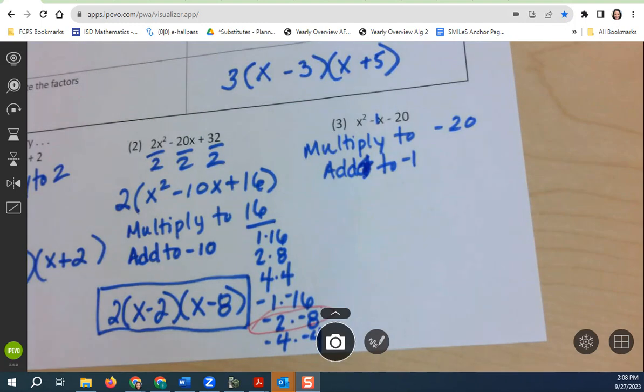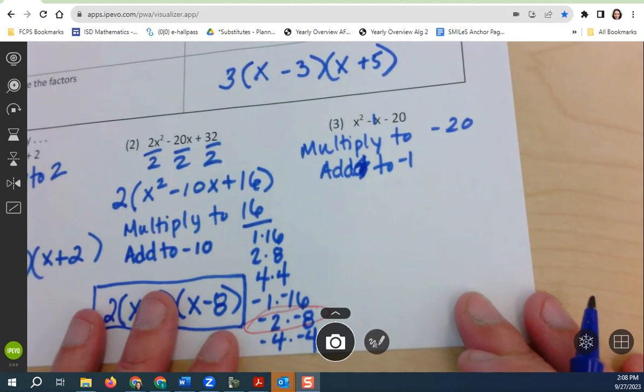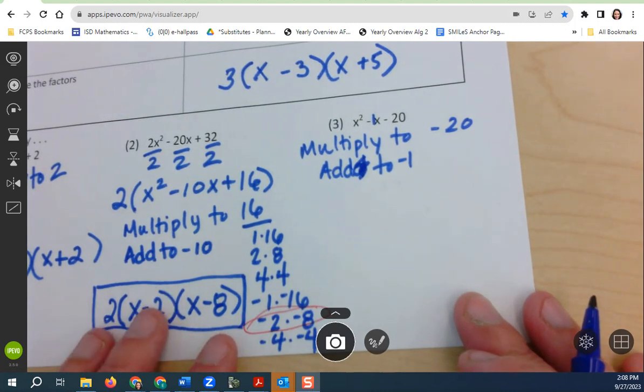Okay, raise your hand if you found those numbers. Multiply to negative 20 and add to negative 1. Only one person found them? Raise your hand if you found those numbers. 2 people found them. 3 people found them. All right, Daniela, what'd you find? It's okay. Maybe Sonia will help you out. What did she find? Not yet? It's okay. You're about to find them, right? Yes. All right, let's ask Anne.